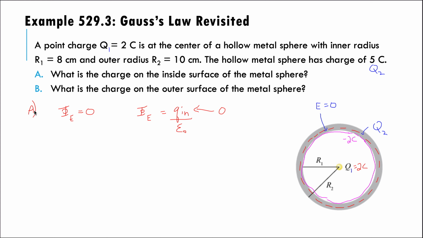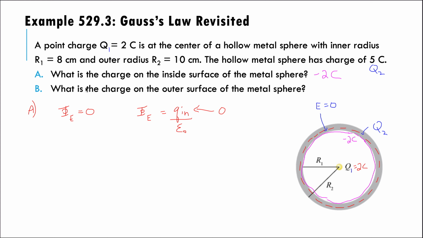So that is the answer for part A. The charge on the inside surface of the metal sphere is going to be negative 2 coulombs. That way, the charge inside the Gaussian surface is 0, which makes the field going through the Gaussian surface 0, which is what we want for a conductor in static equilibrium.